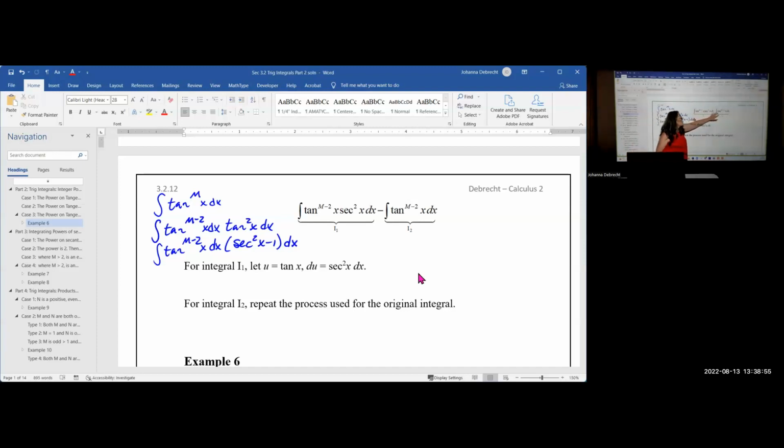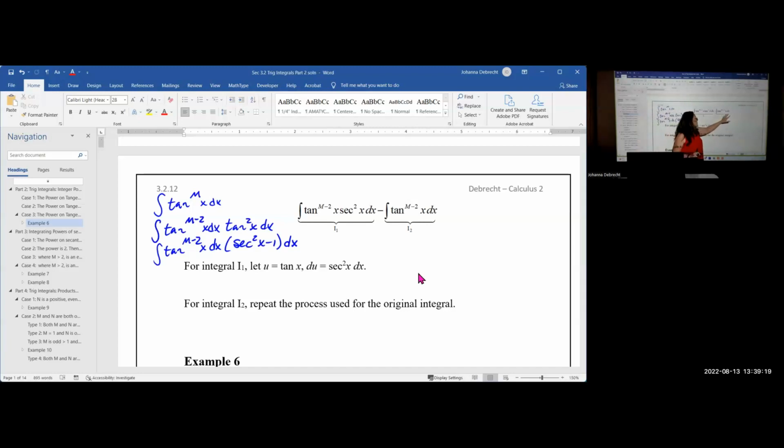Now this gives us 2 integrals. We can call them I1 and I2. I1 is ready to go. We have a u substitution that's just begging to be done. We would let u be tangent of x, and du would be secant squared of x dx. So this first one, I1, is ready to be integrated with this u substitution you see in the middle.